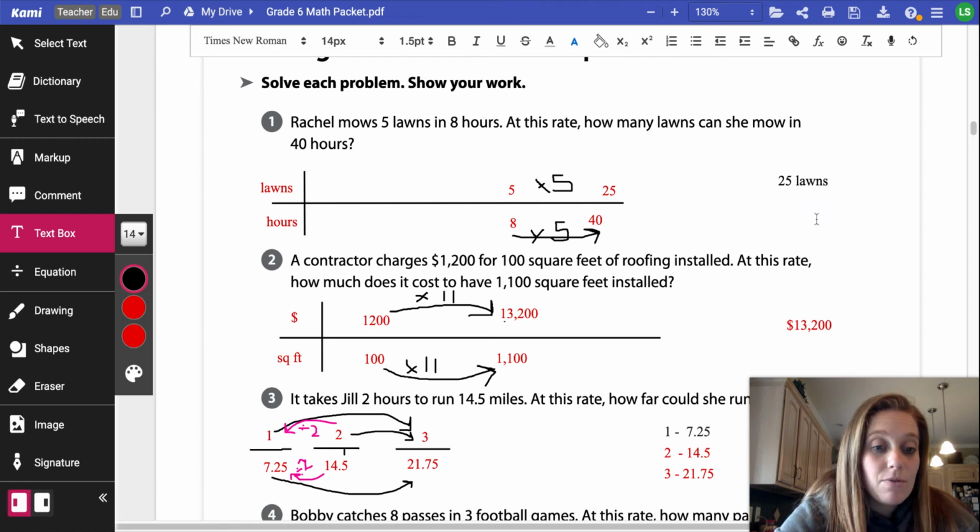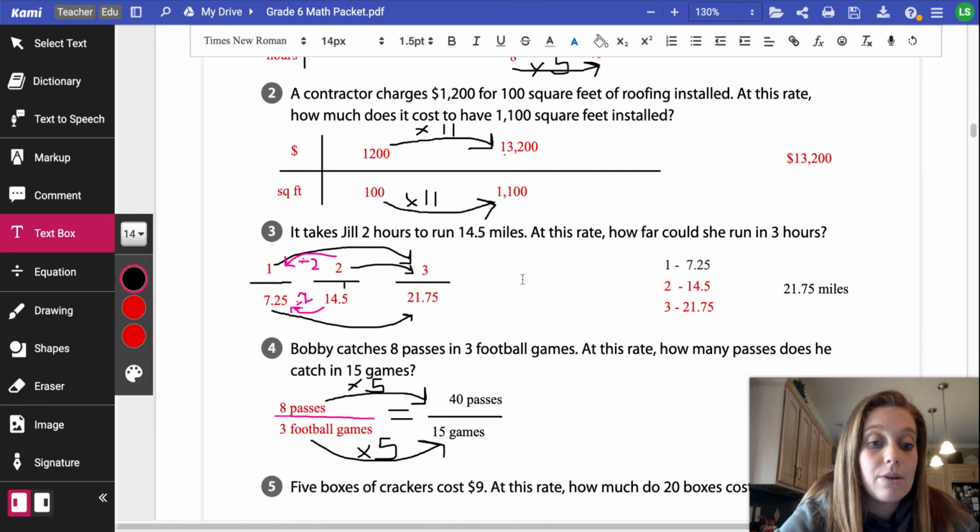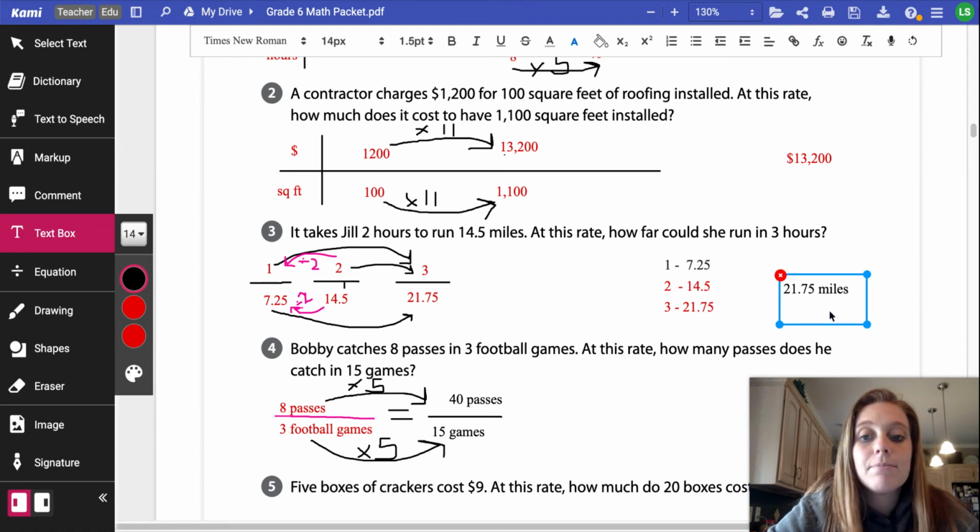And anytime if you need to pause this video so you can take a look at the work closer, please pause so that you can have a better understanding of it. Question 2, your answer was $13,200. Again, I used a ratio table. Question 3, we had a great discussion. We used equivalent fractions and benchmark percents, but you reach a solution of 21 7/75 miles.